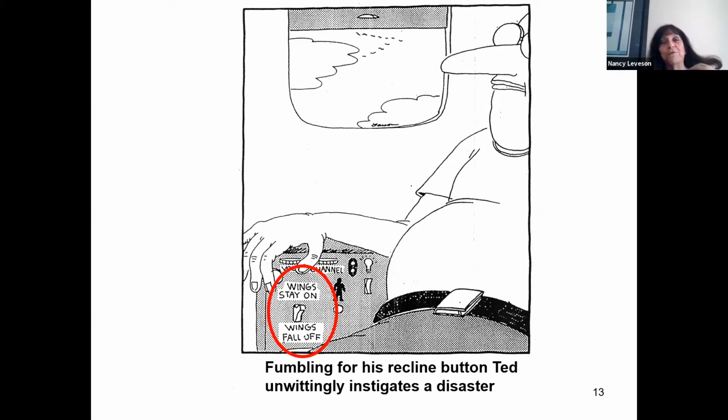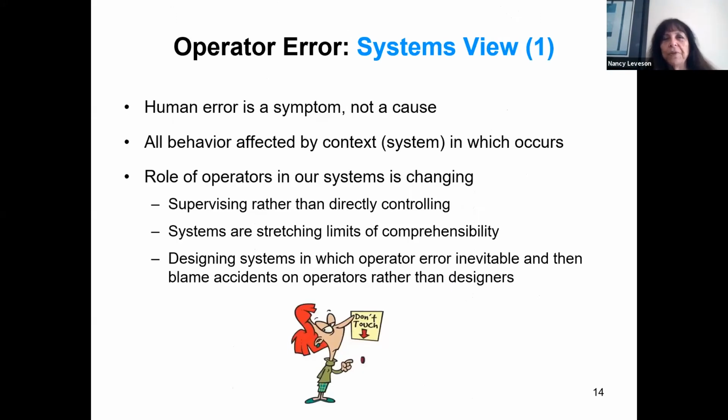And I showed you this before. All human behavior is controlled and affected by the context in which it occurs. We don't think of that. We think we're in total control. We aren't. We are influenced by the context we find ourselves in, the design of the overall system in which we find ourselves. So a systems view of accidents says that operator error is a symptom, not a cause, that all behavior is affected by the context or the system in which it occurs.